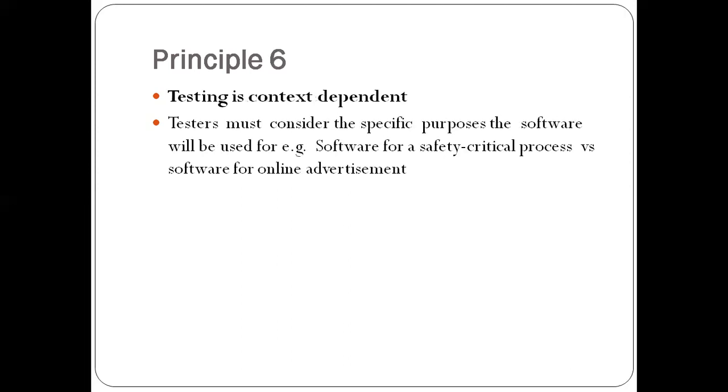Principle number 6, testing is context dependent. I like this. Testers must consider the specific purpose the software will be used for. The kind of testing you do for software that is going to be used for a safety critical process, you can't compare it with the software testing you will do for an e-commerce website or online advertisement websites. So the kind of tests we are going to perform, the level of tests we are going to perform, is dependent on the context.